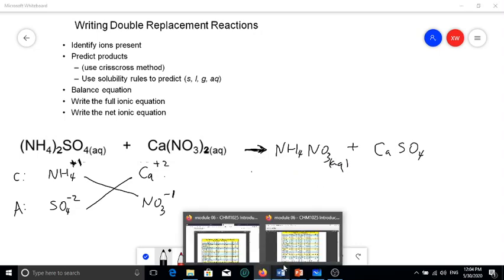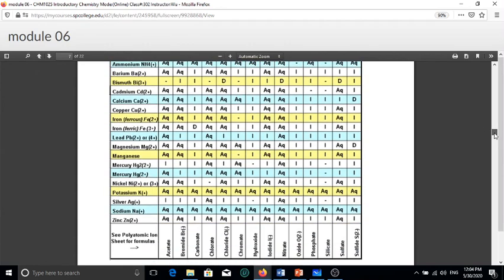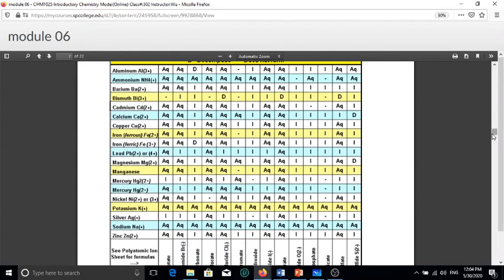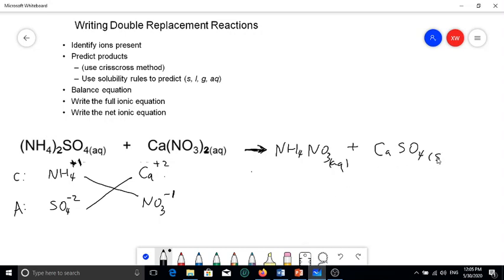Now let's look at the calcium. Calcium is here, and if we look at the calcium sulfate, calcium sulfate is the second last one. Calcium sulfate, it's right here. You see this one here? Calcium sulfate is I. I here again stands for insoluble. Insoluble means this is a solid. It's not soluble in water. Okay, so these are the products.